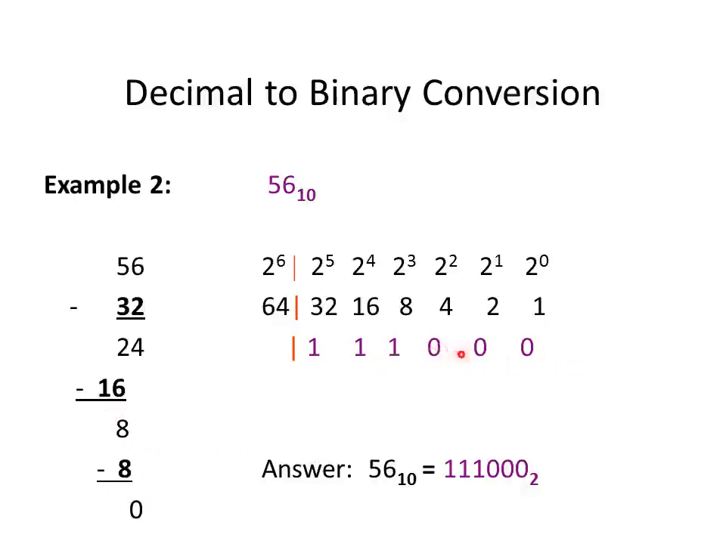So all the remaining values are 0. Since 4 to 1 positions are not used here for subtraction, only 32, 16 and 8. These 3 positions are used for subtraction. So their values are 1, 1, 1. And the remaining 3 values are 0, 0, 0. The binary number of 56 is 1, 1, 1, 0, 0, 0.